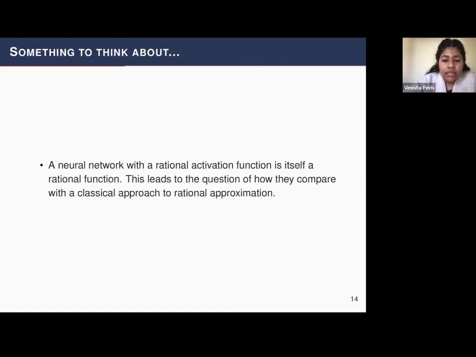Okay, now this paper actually led us to think about a question. If you take a neural network and use rational functions as your activation function, then the output of your neural network will actually be a rational function itself. So this led us to think a little bit more about this, and we were really curious to see how this neural network with rational activation compares to the classical approaches of rational approximation, because ultimately you are just doing approximations and dealing with rational functions. So we wanted to work on a set of experiments where we simply compare the classical rational approximation techniques with neural network approximation techniques.